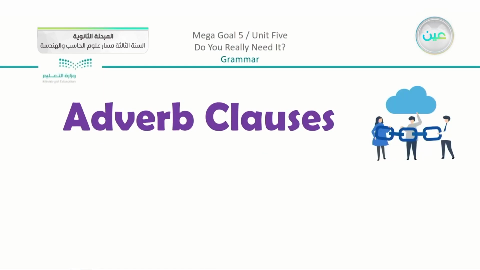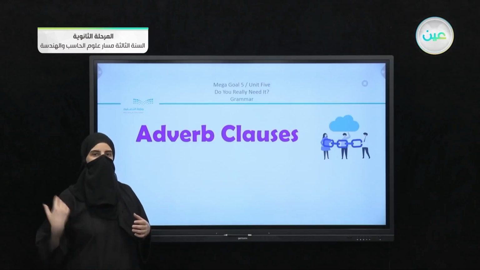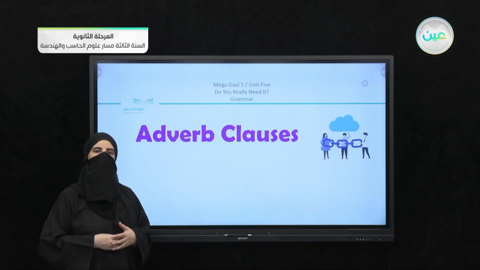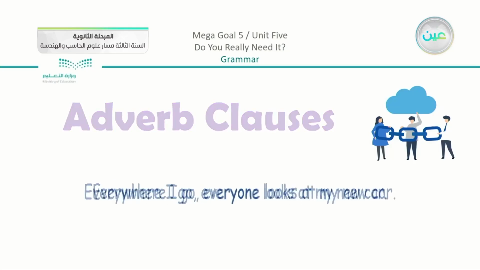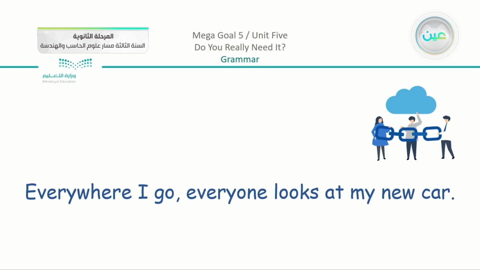Now I gave you the idea of adverb clauses, and here, like we did before, we are just going to revise what is the meaning of a clause before we start. So I'm going to give you an example here. Everywhere I go, everyone looks at my new car. Here you can see that this is a complete sentence, one sentence. There is a full stop at the end, completely, one sentence.